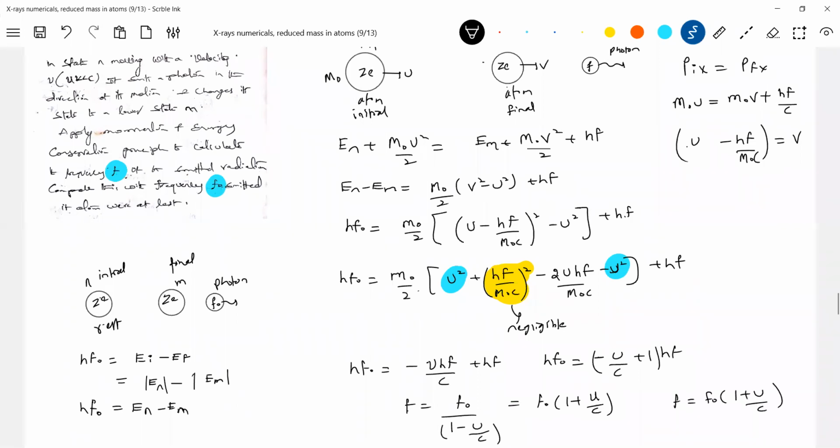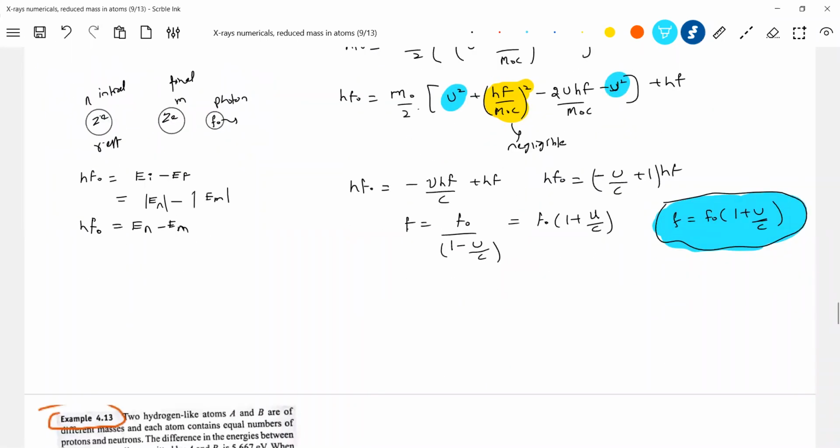Please do remember, when you go for the advanced exam, please revise this idea. It's not a numerical, it's a theoretical concept which is needed. When an atom at rest, or a moving atom, undergoes transition and ejects a photon, what will be the frequency of the ejected photon? That is what we are discussing. If it ejects a photon in the direction of its motion, the frequency of the emitted photon is given by this formula. Okay, let me summarize everything.